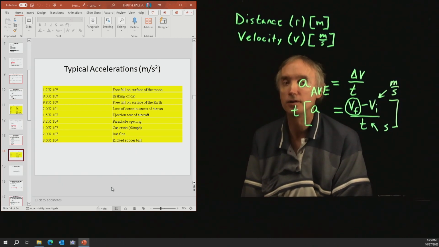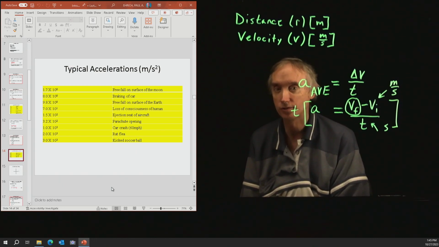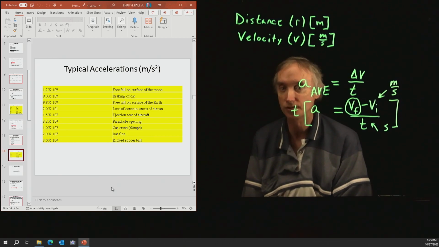And so here are some typical accelerations for objects in meters per second squared.